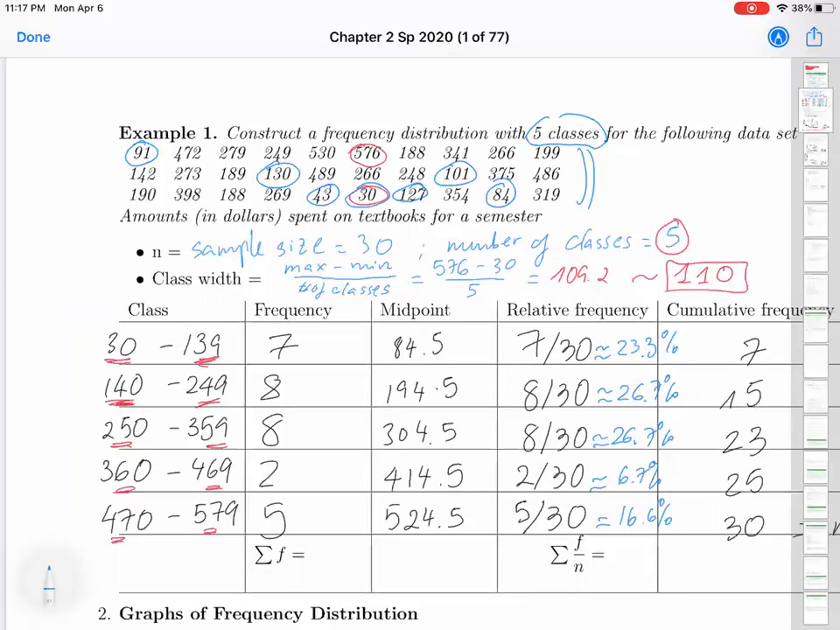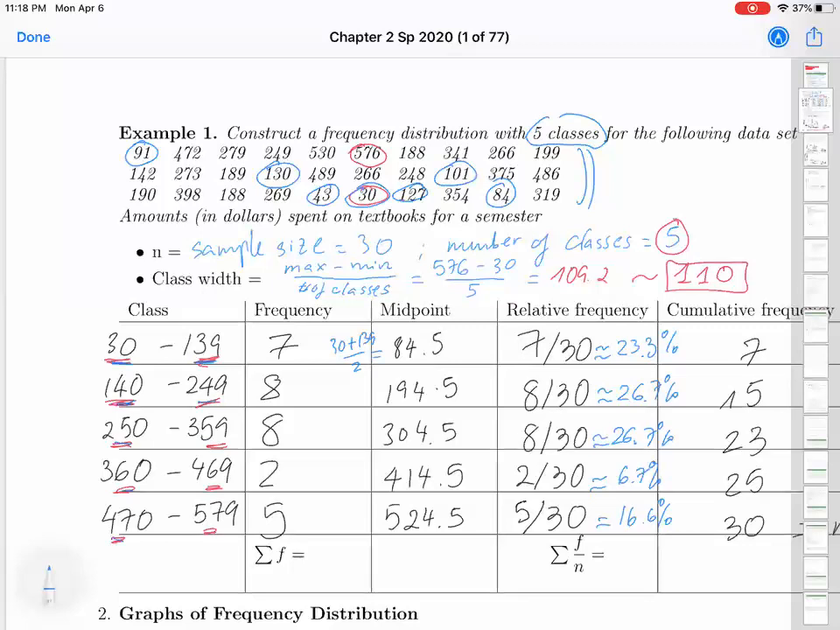And you can repeat the same process to find the frequencies for each of the classes, the second class, third class, fourth, and the fifth class. Once you have the frequency, you can find the midpoint using the sum of the lower limit and the upper limit and divide it by 2 to find the midpoint of all of the classes. So this equals 30 plus 139 over 2, which is 84.5.